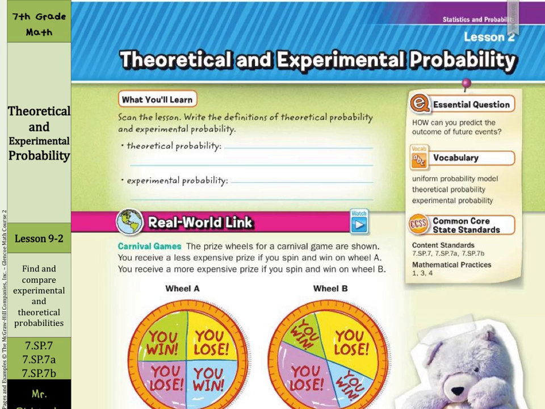For theoretical probability, this is what should happen when conducting a probability experiment.